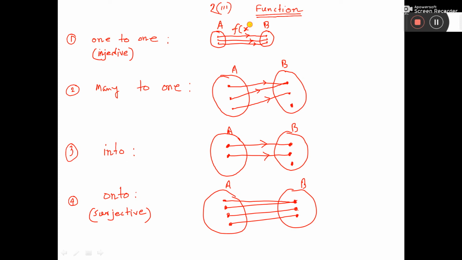Now I am telling what is function. Function is denoted by f(x), where y is equal to f(x). That means one element in the set A is related with one element in the set B with the relation y is equal to f(x). With this relation, it is related.